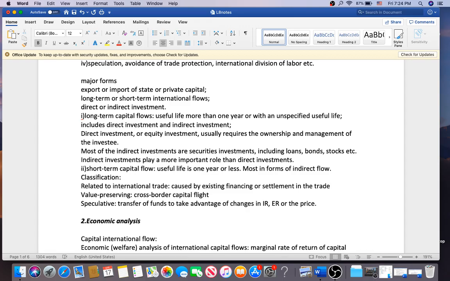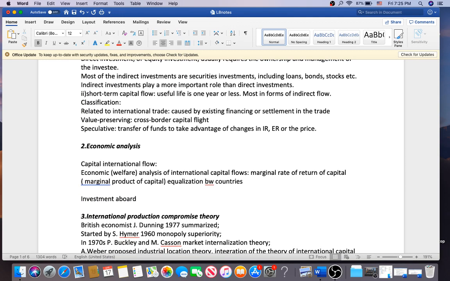Economic analysis of these flows can be shown graphically, but you cannot see it here. Mostly it is the economic welfare measured in the capital flows between two countries, country A and country B, where the two prices converge by the marginal rate of return of capital, or the marginal product of capital, between the two countries. The two converge, so that they eventually reach equilibrium and equalize the price.